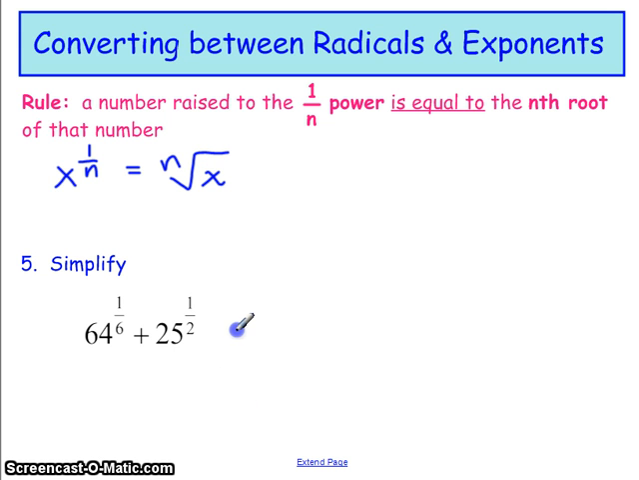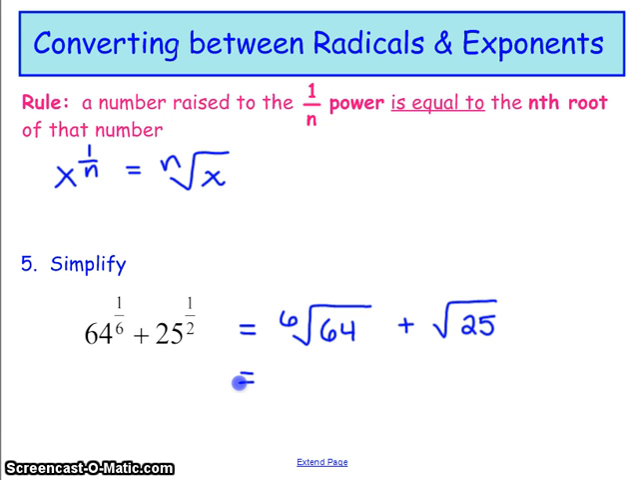So if I do my little example down below, if I have 64 raised to the 1/6, that is equivalent to the 6th root of 64 plus the square root of 25. And I'm not going to write the 2, because remember when you do the square root, you can assume that that's 2 when it's blank.